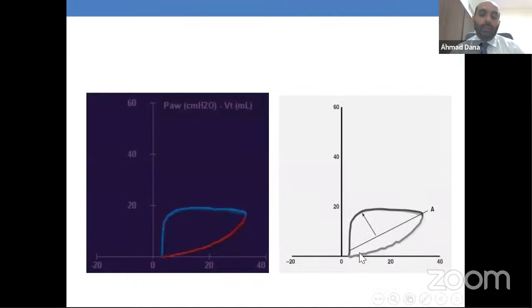Okay, you also see this in the pressure volume loop. As we said, this is the compliance line, and from the compliance line to the inspiratory limb of the loop, this is the inspiratory resistance. And from the compliance line to the expiratory limb, this is the expiratory resistance. So if this one is also wide like this, it means that there is some resistance during expiration.